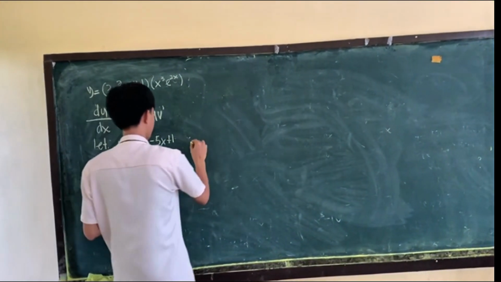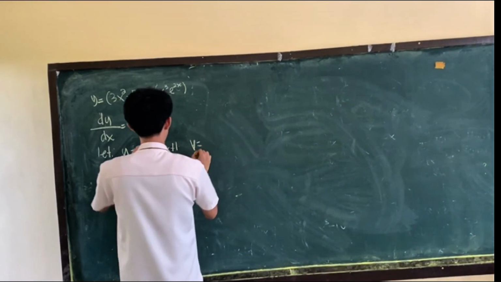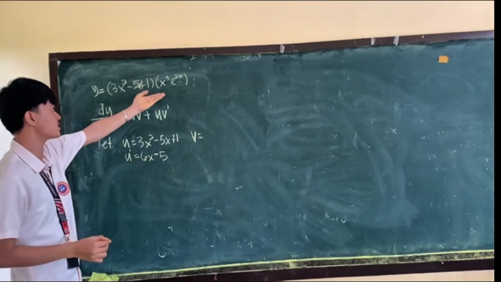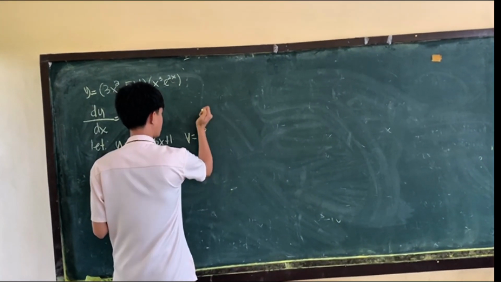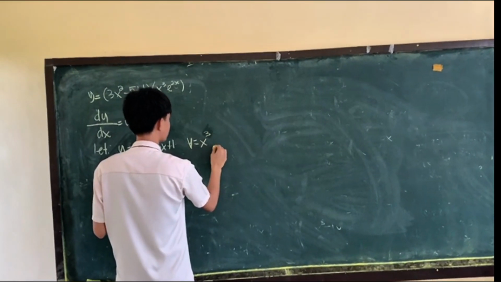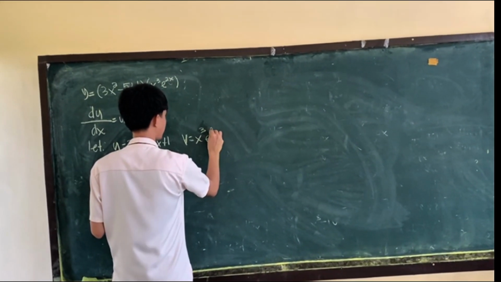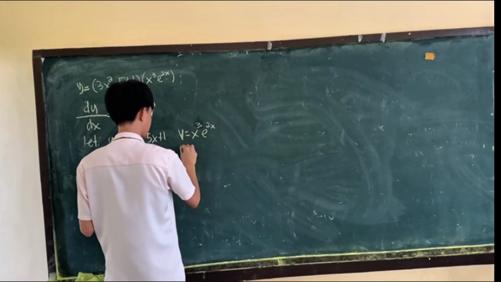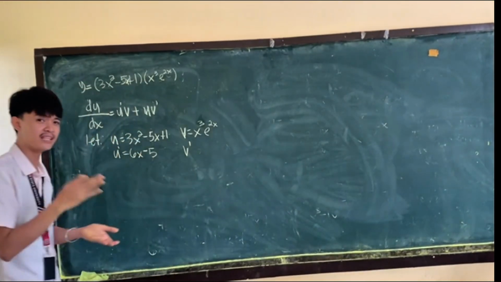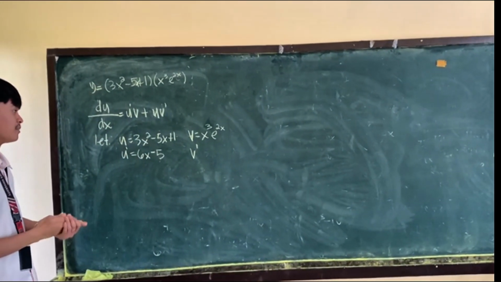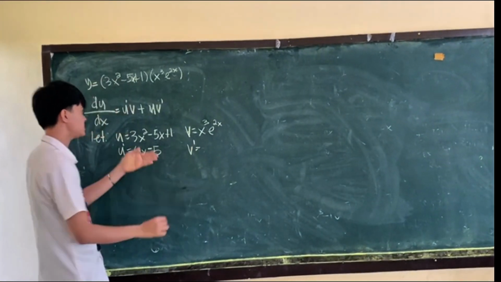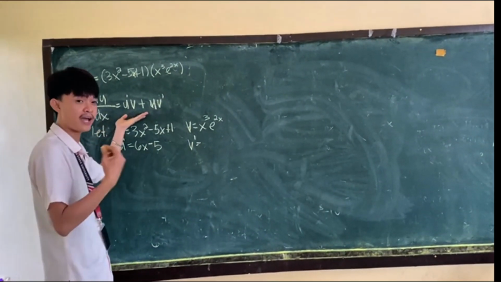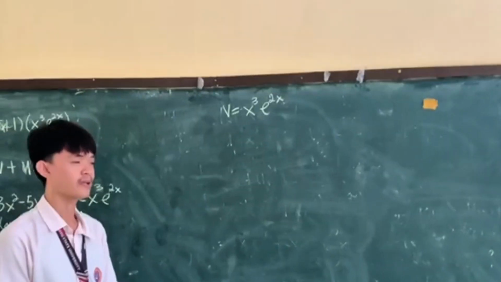Now, let's find the value of v. In finding the value of v, let's just copy this one: x cubed multiplied by e to the 2x. Now, this is the time that it gets tricky because on finding the value of v prime, we also need to use this formula. Now, let's find the value of v prime.